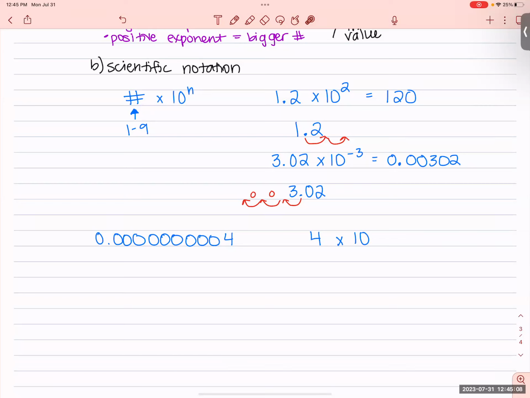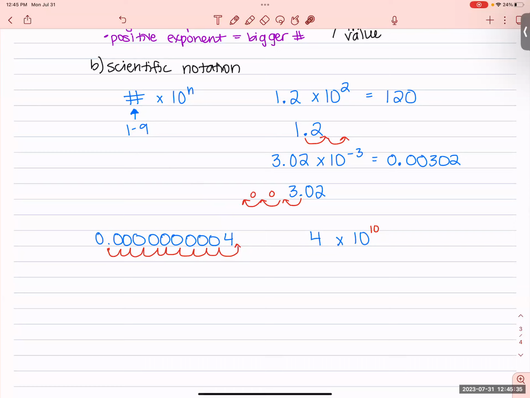Here's our number 1 through 9. The decimal is currently here. So we're going to move it until it's here. So that's 1, 2, 3, 4, 5, 6, 7, 8, 9, 10. I had to move the decimal 10 times to get to where I wanted it to be, where my decimal point was after the 4, so I could have that 1 through 9 as my base.